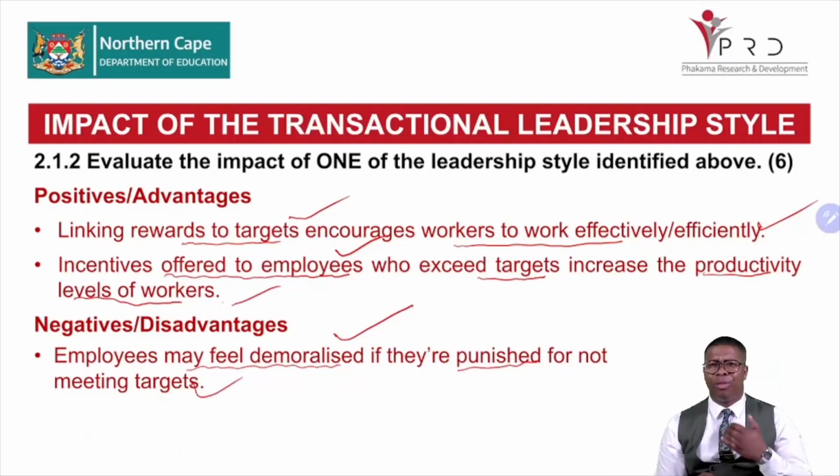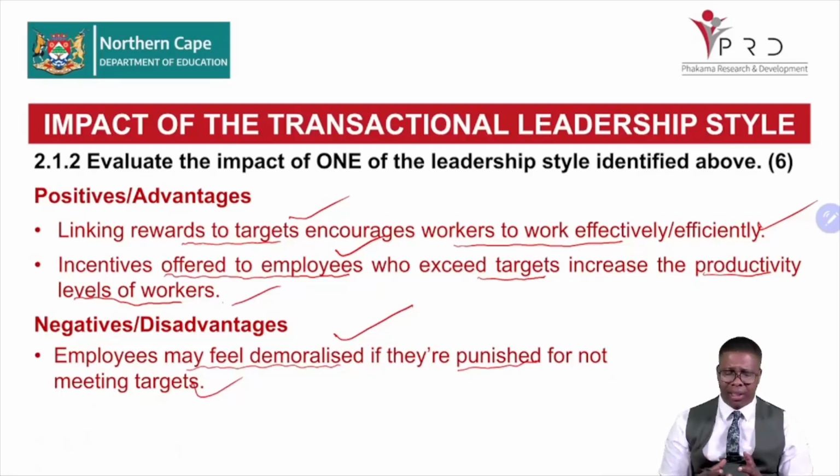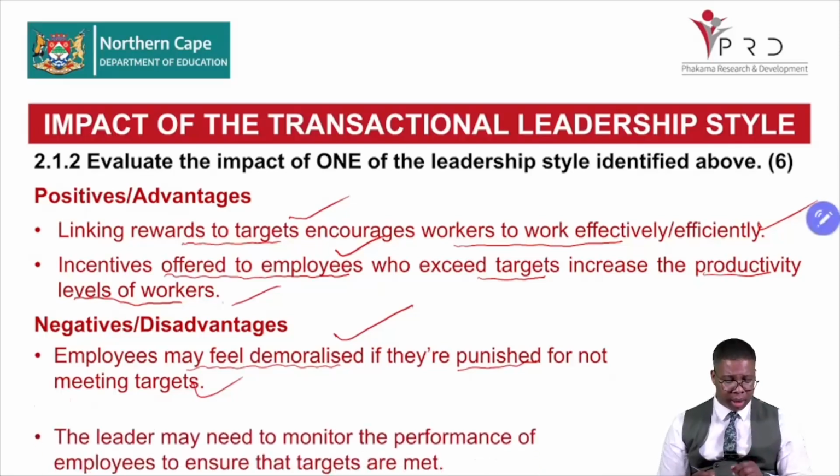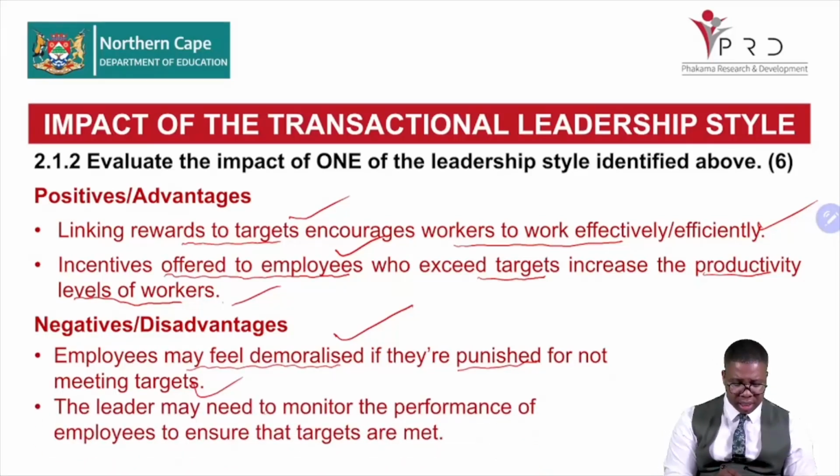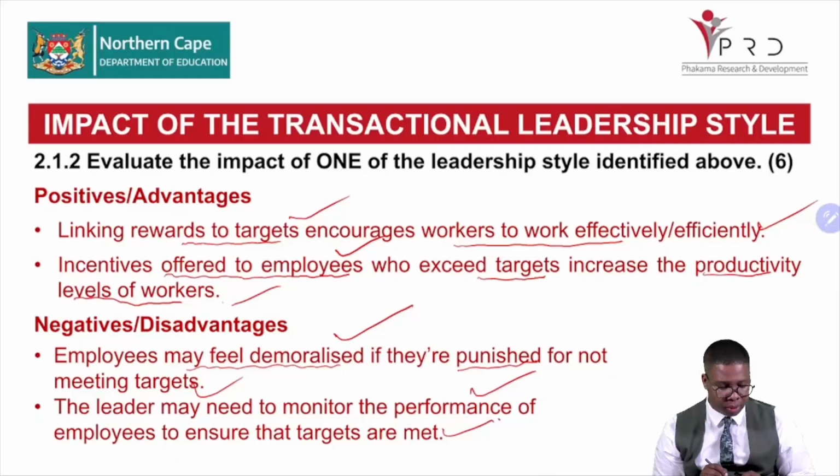Some of the employees will be working very hard, but they might be slow by nature, which can then be a demotivating factor. And then another negative is that the leader may need to monitor the performance of employees to ensure that targets are met. So that's how you go about the negative.